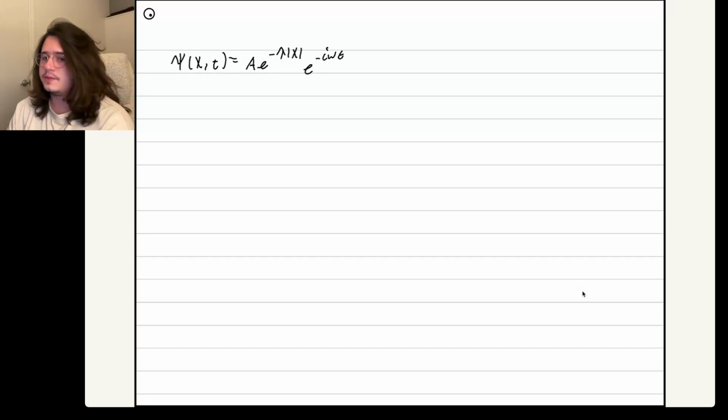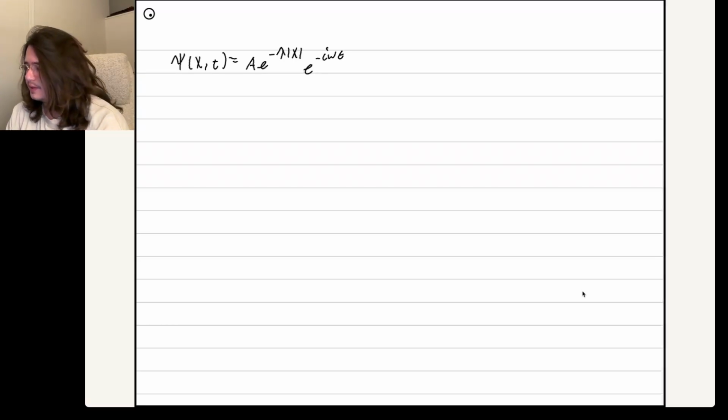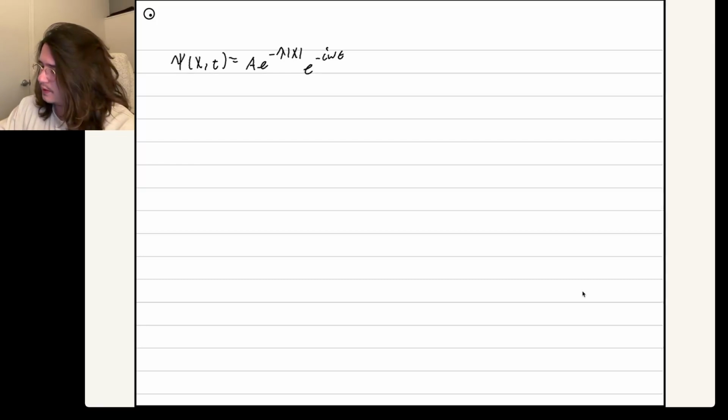Alright, silly people, here's the situation. We have a time-dependent wave function given there, and we're meant to find the normalization constant A, as well as the expectation value of position, the expectation value of position squared, the standard deviation, and then plot it. So let's do the normalization.